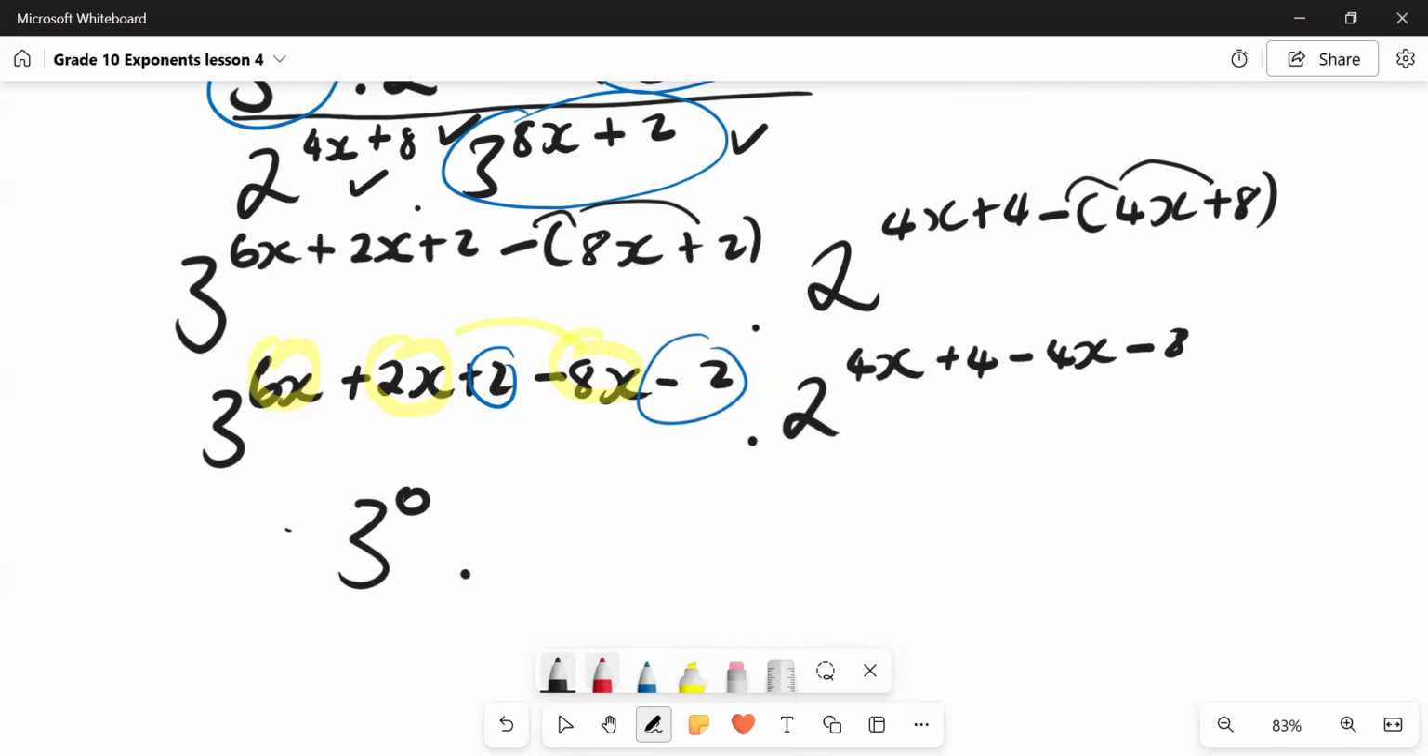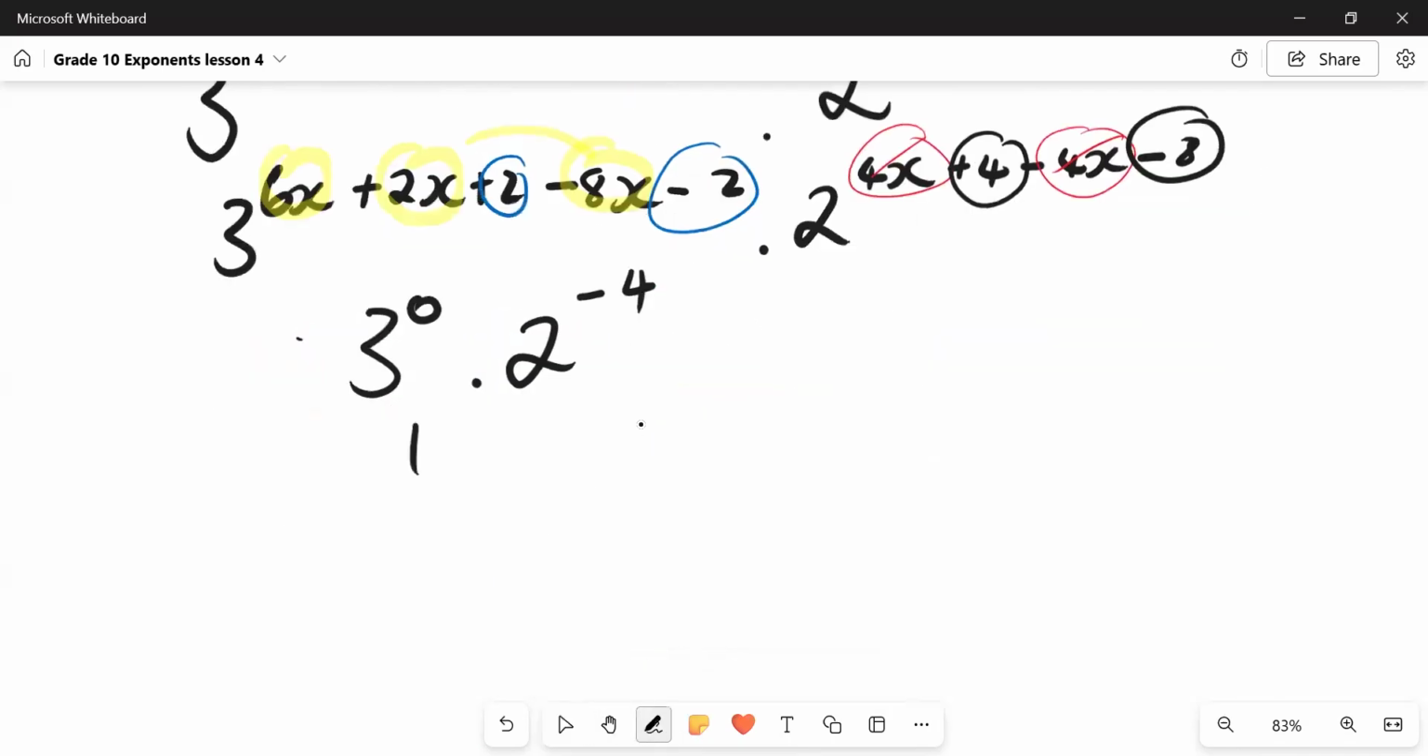Coming to this one, 4x and 4x will cancel. And then 4 minus 8, that's 2 to the power of minus 4. And then from here, this is just 1 times 1 over 2 to the power of 4, which equals 1 over 16. Then we got our answer. Then we're done there.